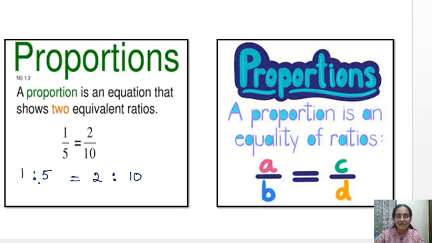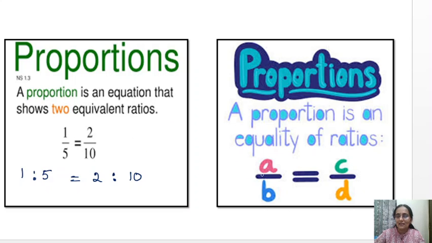Yeah, these ratios are equal. Equality of two ratios is known as proportion. Let me generalize. This example is with the numbers, so it's very easy to understand.